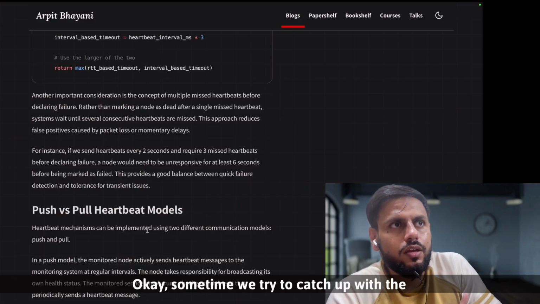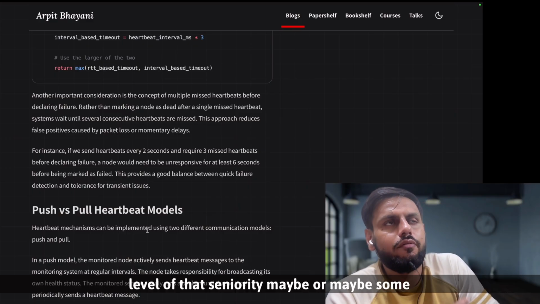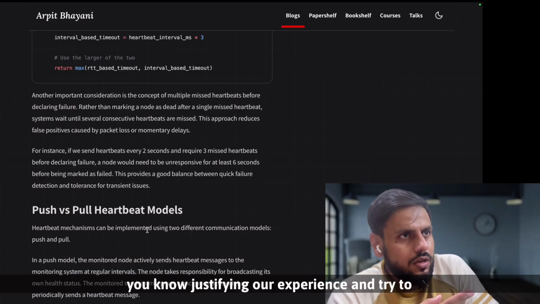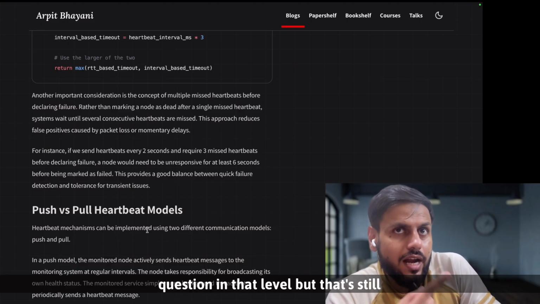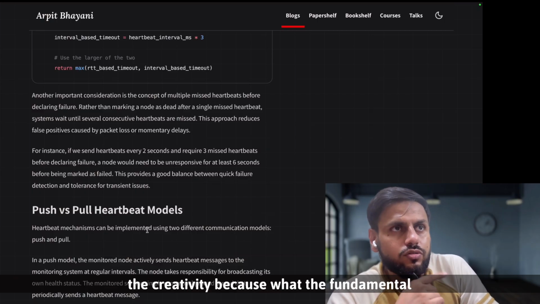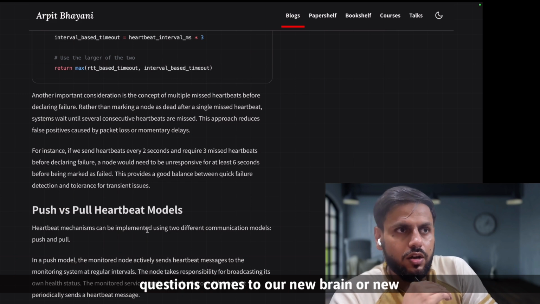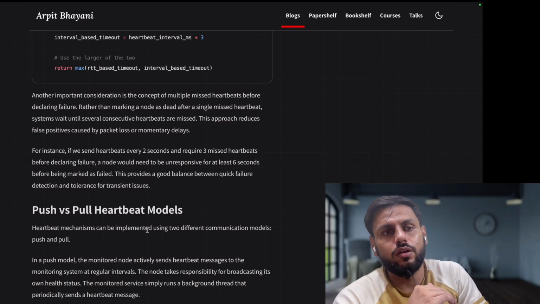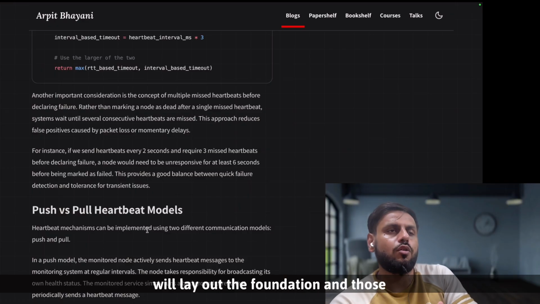Sometimes we try to catch up with the level of seniority, or maybe justify our experience, and try to ask questions at that level, but that kills the creativity. Because the fundamental questions that come to a new brain, a new learner, those questions are very valuable, because they lay out the foundation.